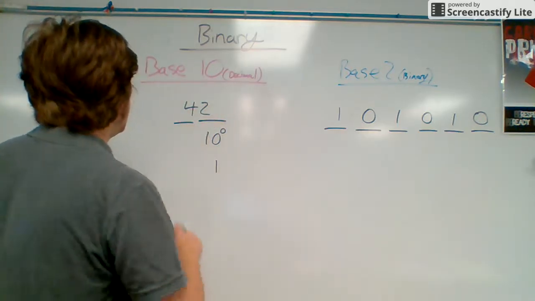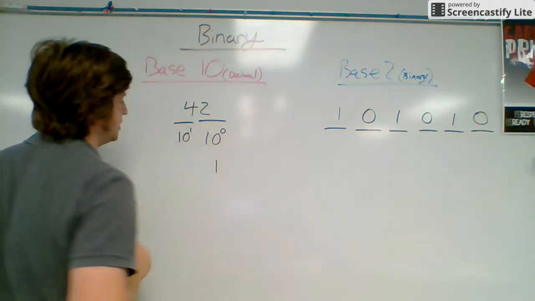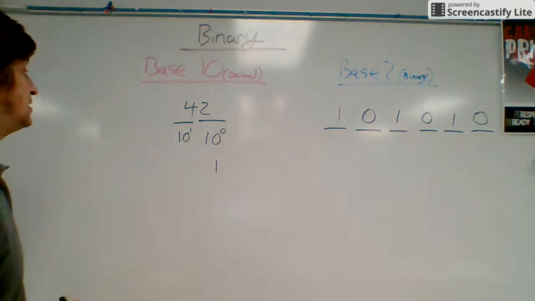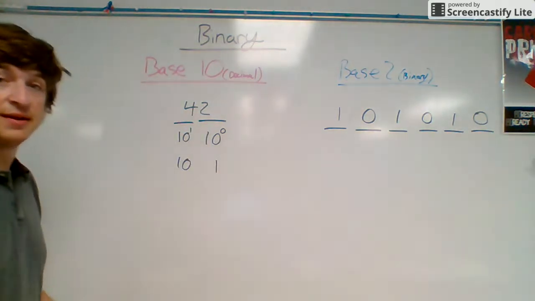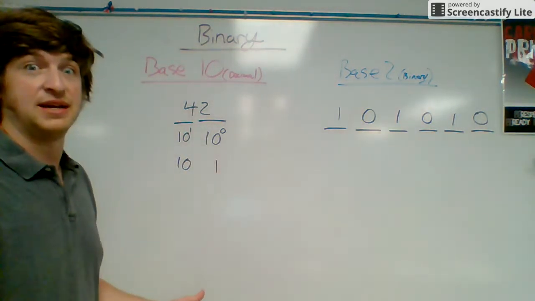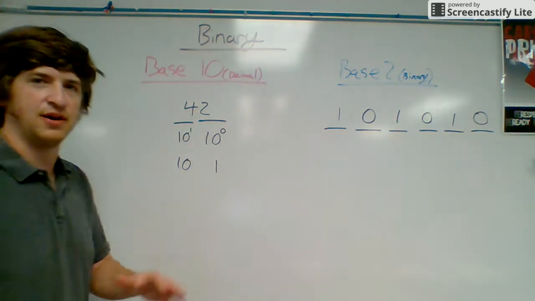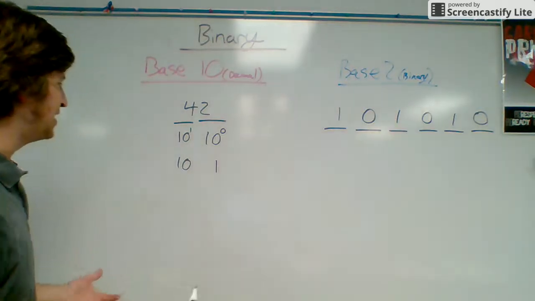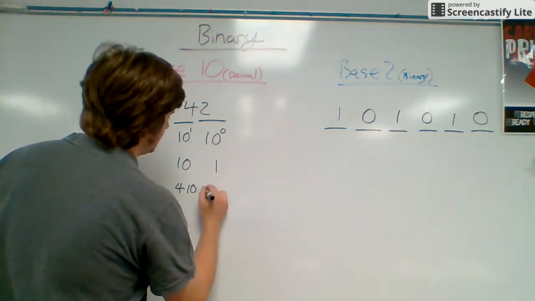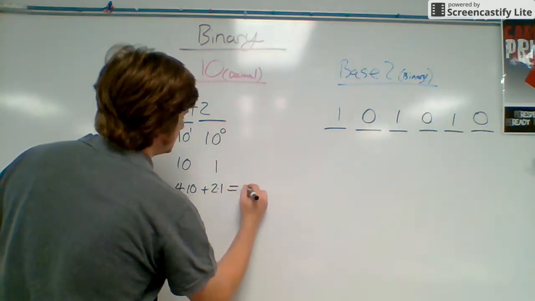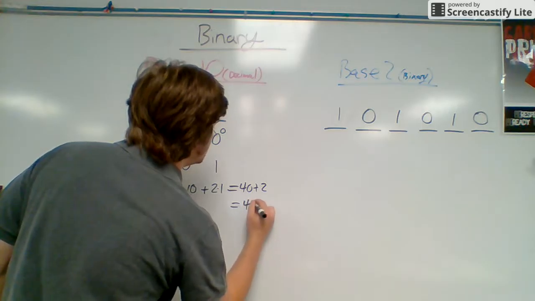Now, in our next space, we've got 10 to the 1. This is our tens place. 10 to the 1 is 10, so we just have 10 times whatever's in that spot. You probably remember 99 or 100% of this from elementary school, right? Nothing I've talked about so far has been that complicated. All right, we make our number because 4 times 10 plus 2 times 1 is equal to 40 plus 2, which is equal to 42.